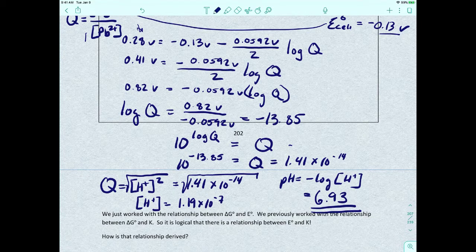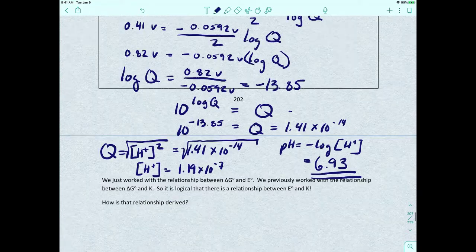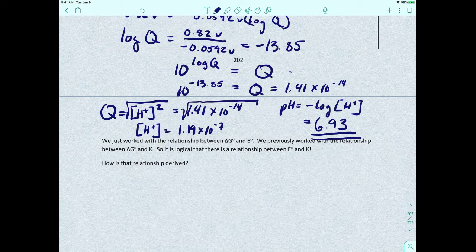The very last topic of this chapter involves relating delta G to equilibrium and to the cell potential. There's got to be a relationship between all three of these. We kind of know this relationship a little bit, because we know that we can relate delta G and cell potentials.